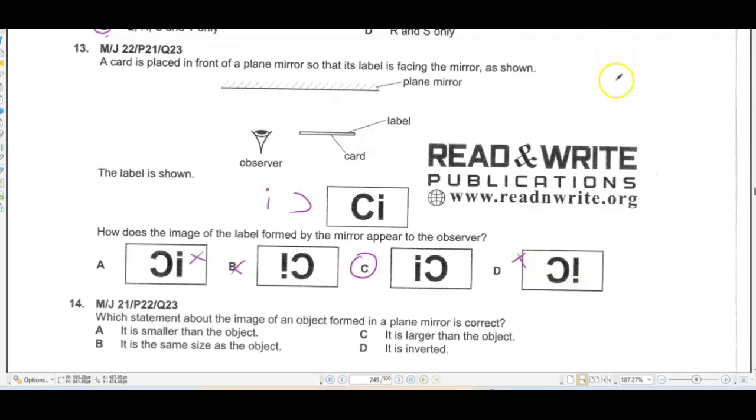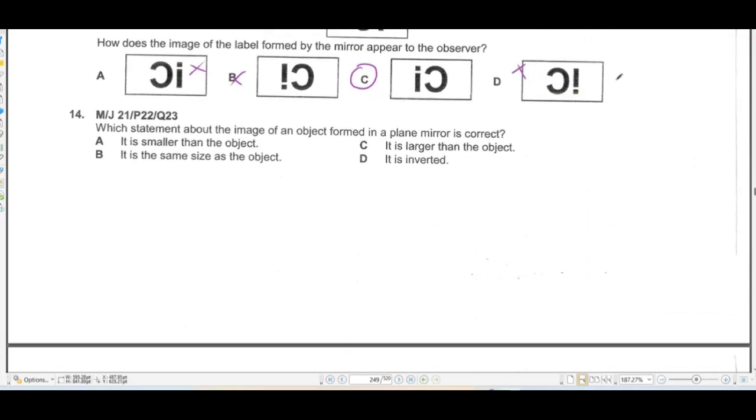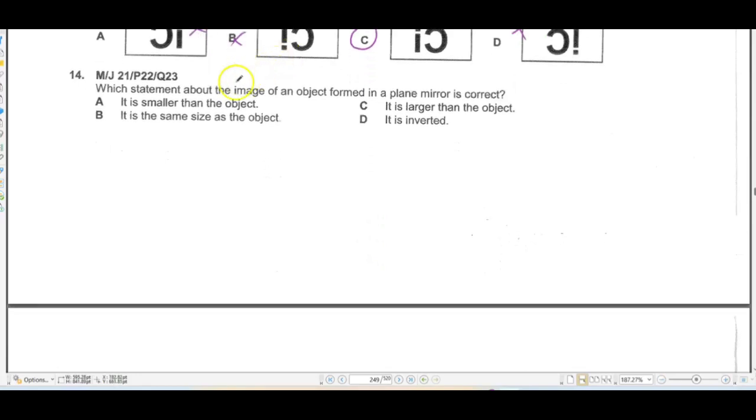Moving on to question number 14. Which statement about the image of an object formed in a plane mirror is correct? It is smaller than the object? No. Object size is equal to the image size. It is the same size as the object? Yes, that's correct. It is larger than the object? No. It is inverted? No. It is laterally inverted, not just inverted. So B is the correct answer.